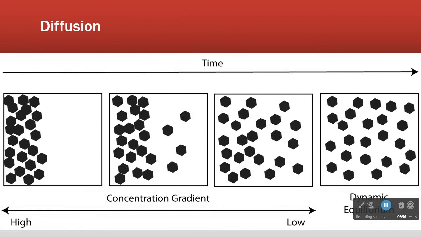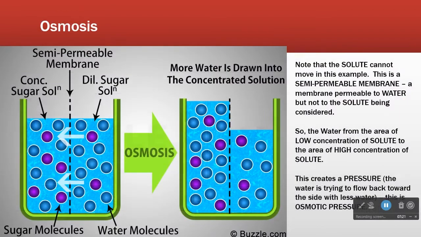Okay, so diffusion in 4 pictures, right? Because molecules are always wiggling around, over time, if we have an area of high concentration over here, and an area of low concentration over here, then over time, wiggle, wiggle, wiggle, our concentration gradient disappears because everything has spread out. The high has gone lower, the lower has gone higher. All right. Now, what about osmosis?